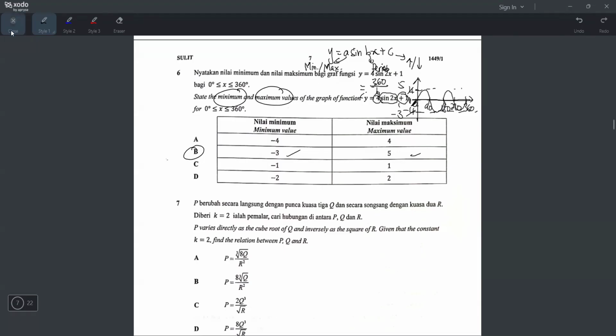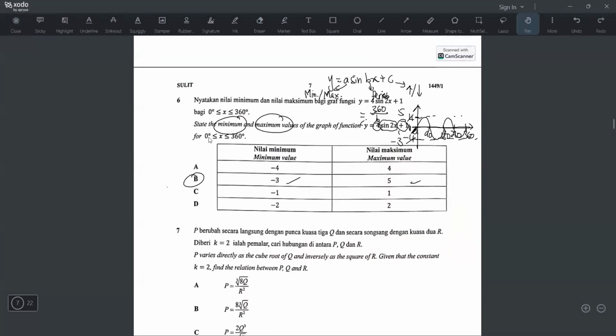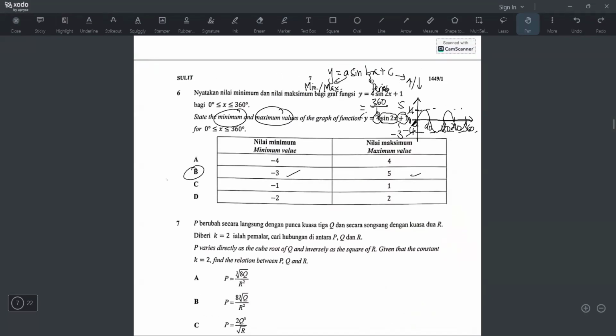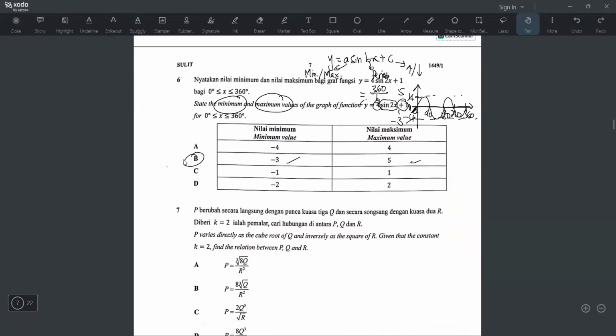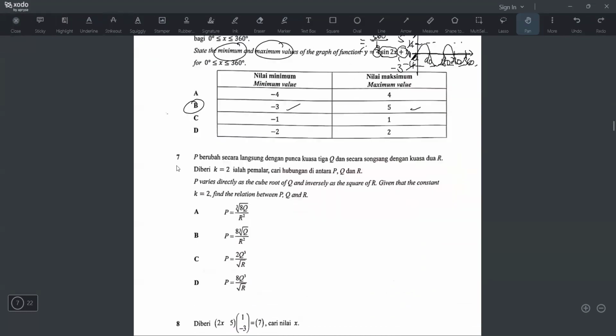But this is not that important actually, because this is not paper 2, right? This is paper 1, and they never ask you to draw. I just do it to check my answer. That's all. There are no marks for this one.